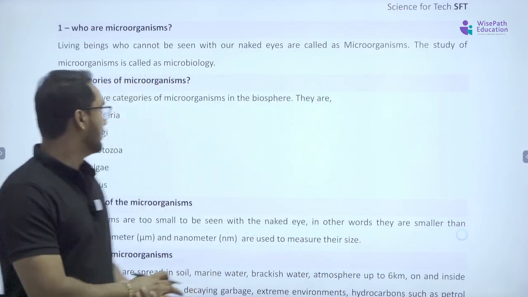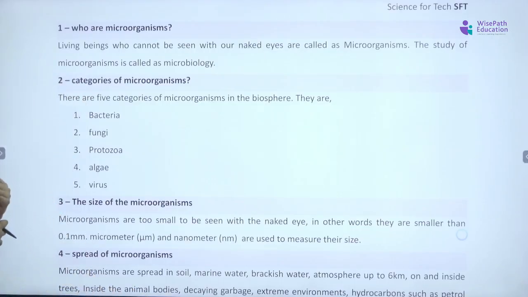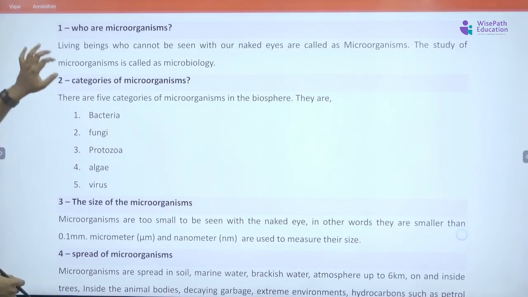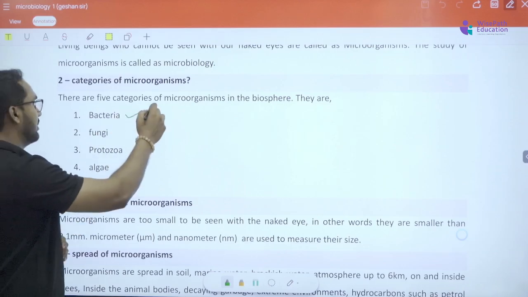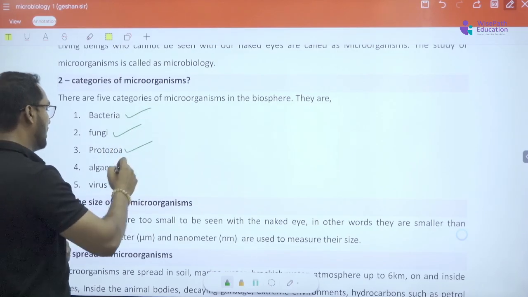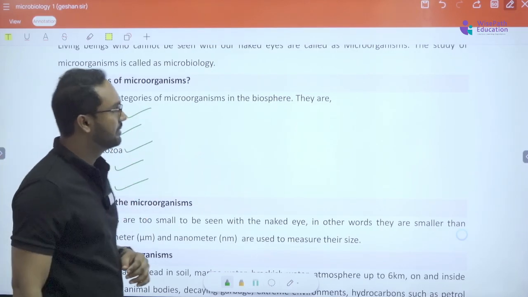Right. So there are 5 categories of microorganisms in the biosphere. They are bacteria, fungi, protozoa, algae and virus. Can you highlight these things?